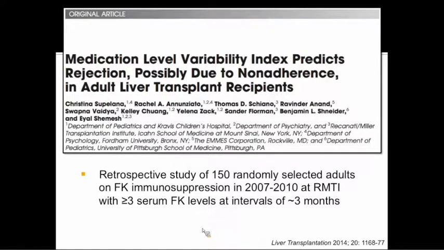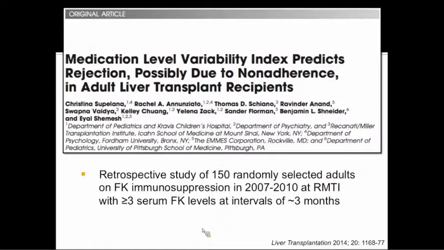So this is a study coming from RMTI here at Mount Sinai with some familiar authors. This is looking at the question of adherence, and is there a way that we can be more suspicious of rejection, like you were saying, in certain patients? So this was a retrospective study looking at 150 randomly selected adults who were all on tacrolimus for immunosuppression in the years 2007 to 2010, and who had at least a few spaced out measurements of tacrolimus levels.